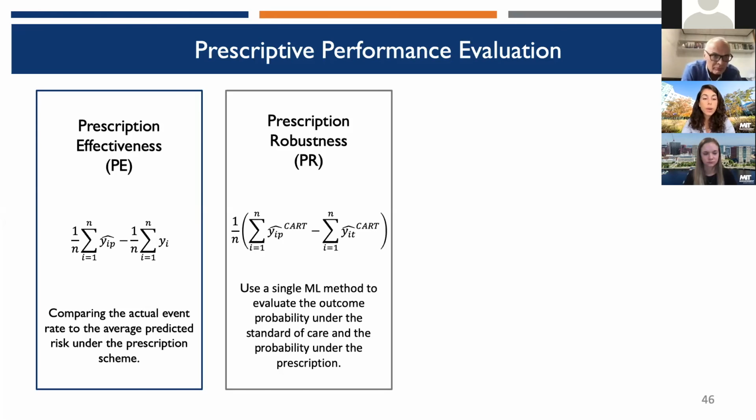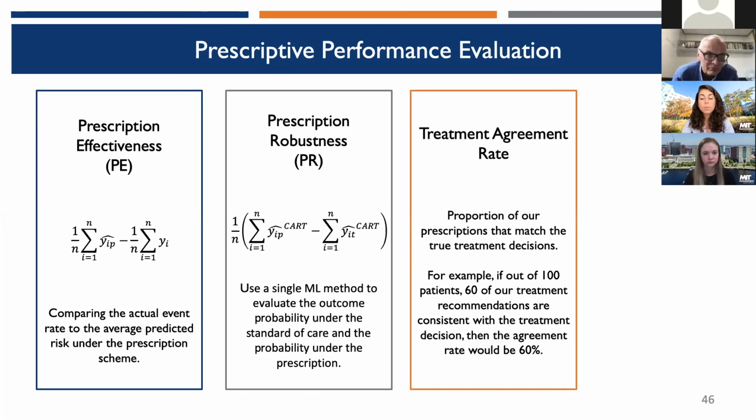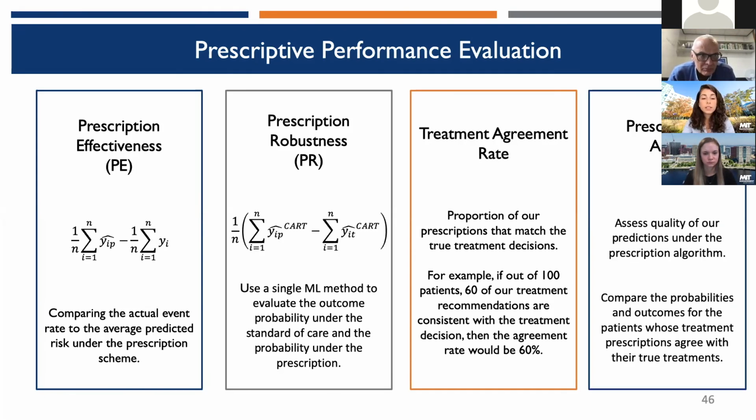Switching gears, another way to evaluate our recommendation is to report the proportion of our prescriptions that match the true treatment decisions, and so see how close we are to what happened in practice. For example, if out of 100 patients, 60 of our treatment recommendations are consistent with what the doctor suggested, then the agreement rate would be 60%. An alternative measure is to go back to the predictive setting and look at the AUC of the risk probabilities for our prescriptions. Of course, this metric is limited only to the patients for which our algorithm prescriptions agree with their true treatments, but it still gives us a very good proxy of how accurate we are on what we are suggesting.